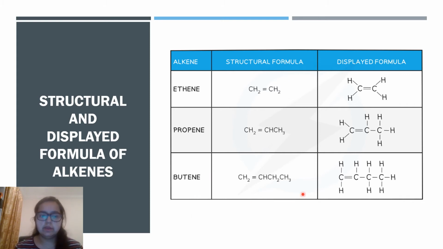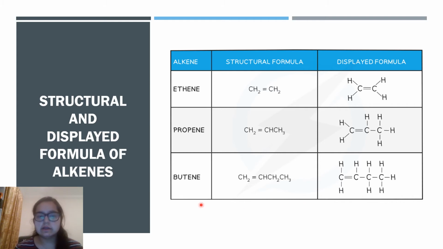The way you can know that these are alkenes is that they have a double bond between two carbon atoms. That means it is an alkene. Alkanes won't have a double bond. Alkanes are saturated compounds. They only have single bonds. They do not have a double bond. But alkenes do have a double bond.